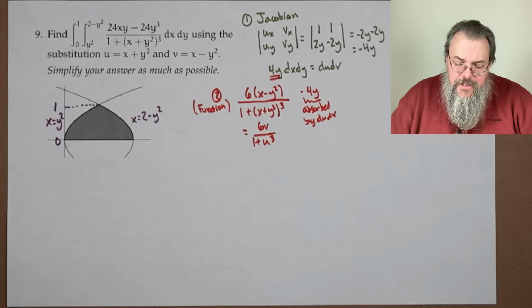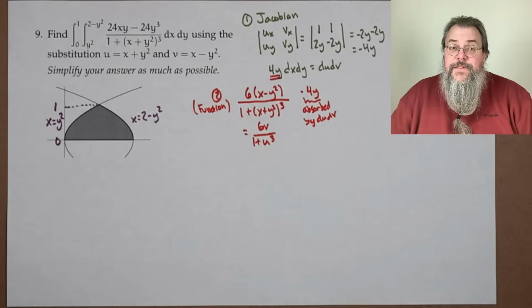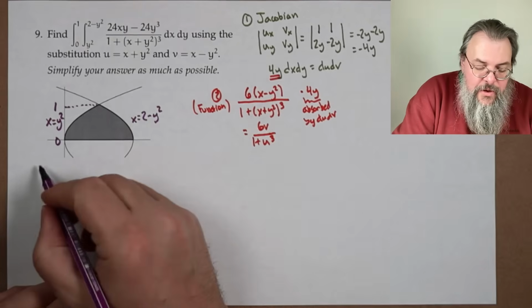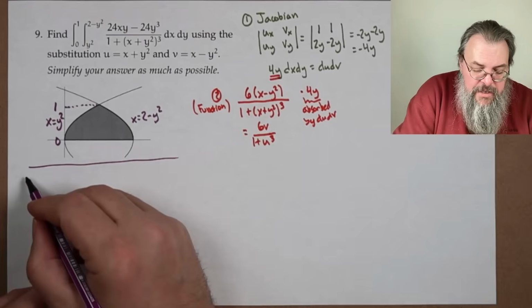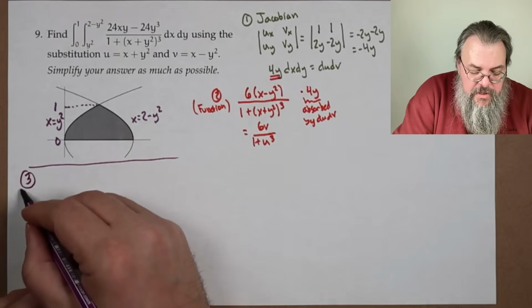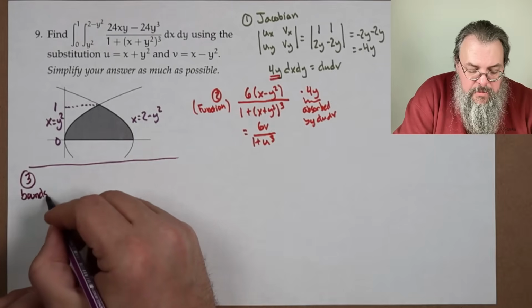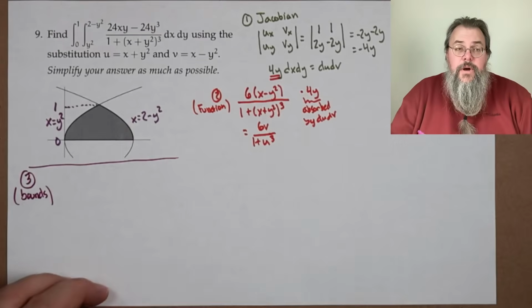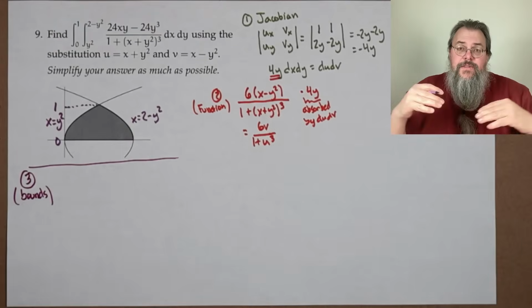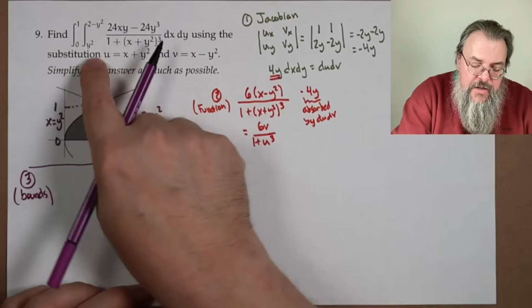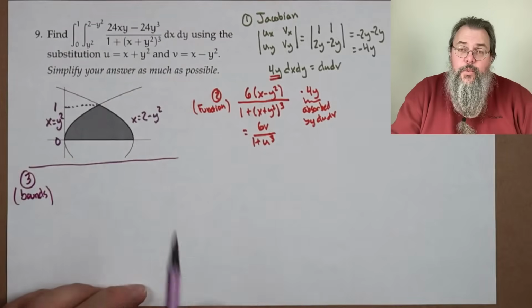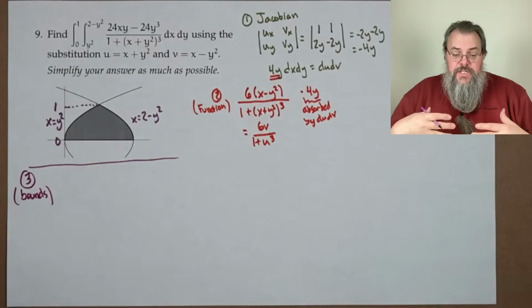Okay, so we've gone Jacobian, we've gone function. That leaves us with bounds. Okay, so let's talk about bounds. We must not forget the bounds. Now, what I recommend is don't necessarily grab the bounds here. Think of the picture. What curves actually bound the region?